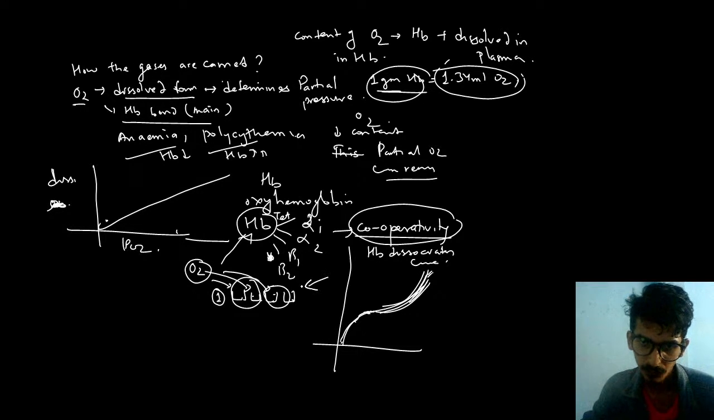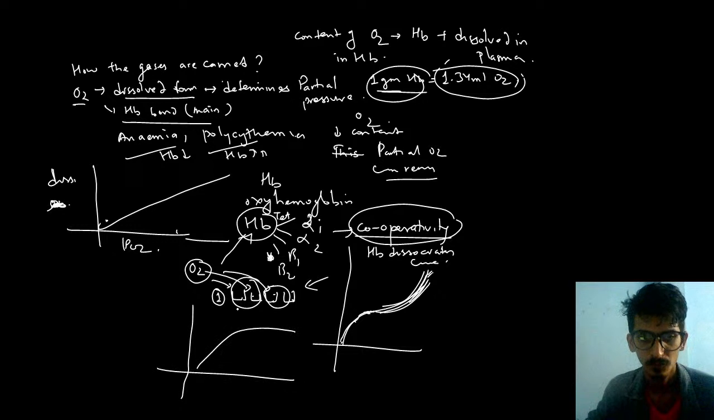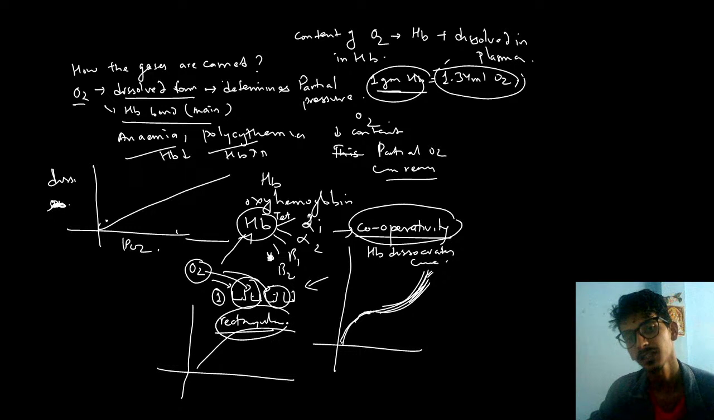In this case, I would also like to emphasize the graph of the myoglobin, which is a rectangular graph, because it does not follow the principle of cooperativity, whereas the hemoglobin dissociation curve follows the principle of cooperativity.